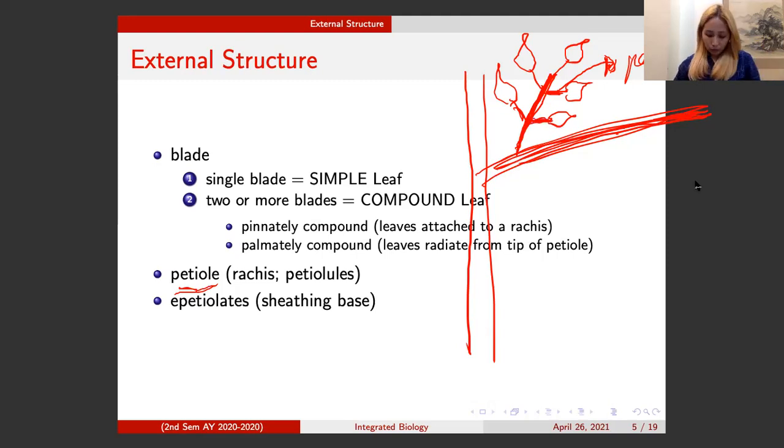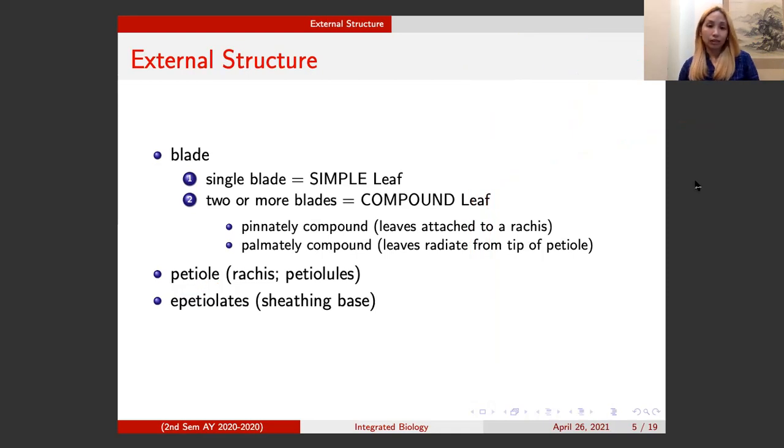Okay? Now, in some plants, they don't have petioles. We call them epetiolate. Epetiolate plants are normally common in monocot plants, right? And in monocot plants, instead of finding petioles, you will actually find a leaf sheath. And we call this the sheathing base, right?